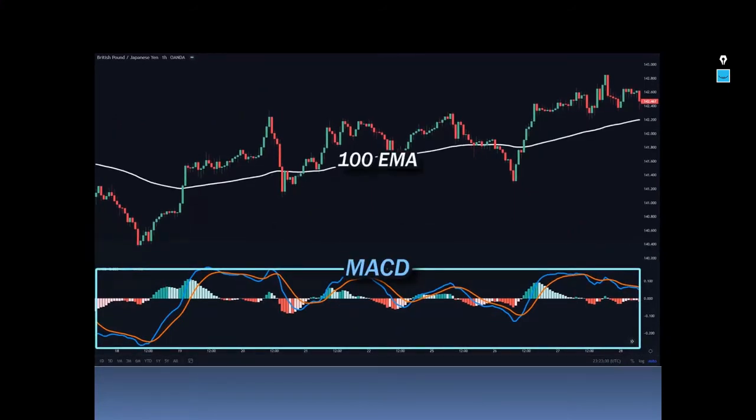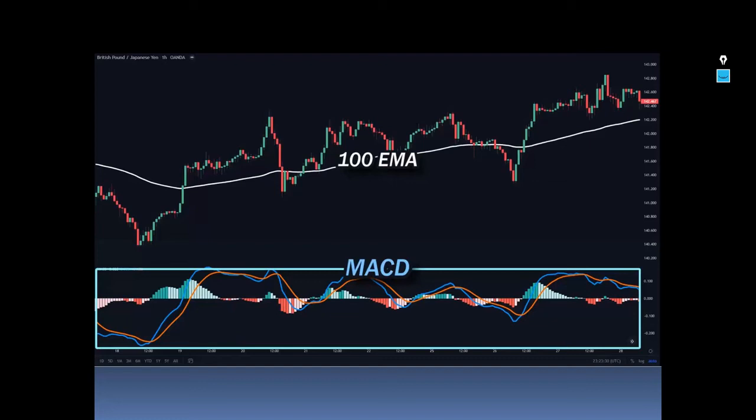Now, what we're going to do here, we're going to combine our MACD indicator with the 100 EMA. As I said, this is the simplest, most effective strategy that I have been using for a while. Still, I'm using it. And combined together, it gives you a really high win-loss ratio. That's the main thing.